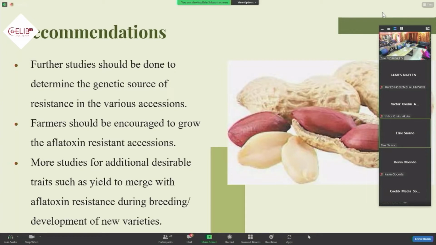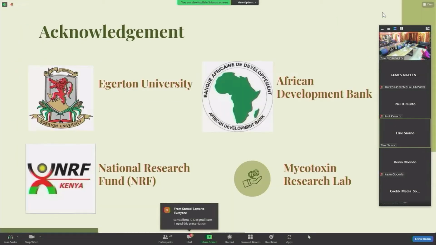Then we can also conduct more studies to find desirable traits such as yield, because I didn't do this in my work, but there is a possibility that accessions that are resistant to aflatoxins are not high yielding or do not have other desirable traits. So there is a need for additional studies to check more desirable traits and merge them in breeding studies to develop new varieties.